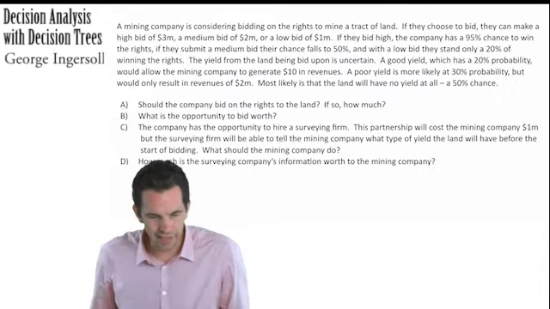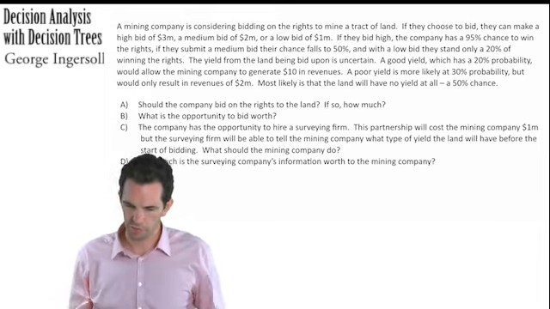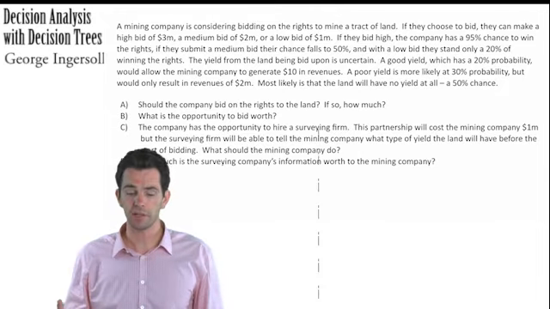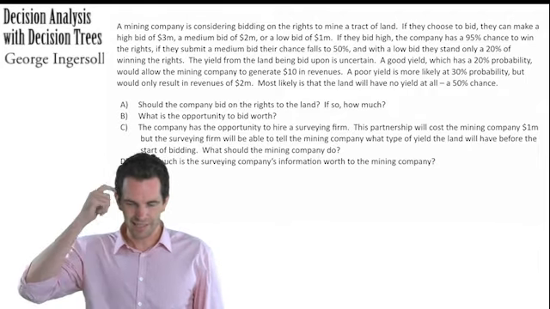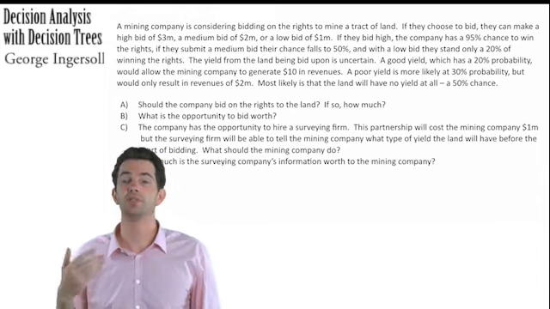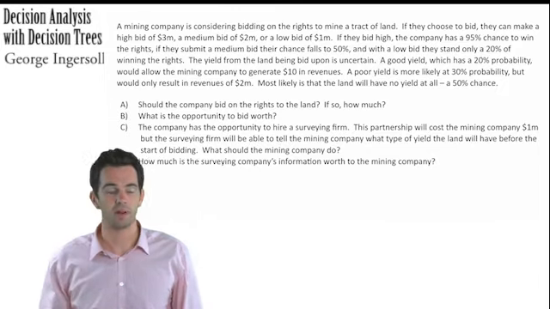Here's the problem. A mining company is considering bidding on the rights to mine attractive land. If they choose to bid, they can make a high bid of $3 million, a medium bid of $2 million, or a low bid of $1 million. Okay? So far so good. If they bid high, the company has a 95% chance to win the rights. If they submit a medium bid, their chance falls to 50%, and with a low bid, they stand only a 20% chance of winning the rights.